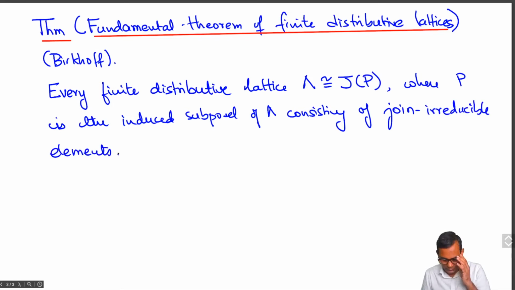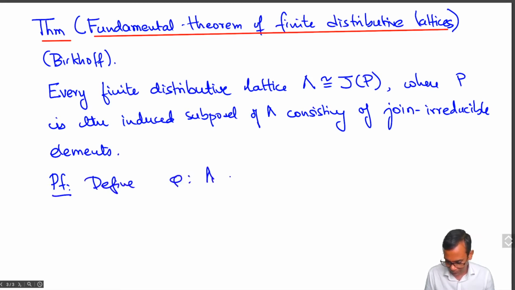This is certainly suggested by our earlier calculation, where we saw that P sits inside J(P) as join irreducible elements. And so if Lambda were isomorphic to J(P), then P would have to be the join irreducible elements of Lambda. So if you know that every finite distributive lattice is isomorphic to J(P) for some P, then this point, that P consists of join irreducible elements, is forced. So let's prove this.